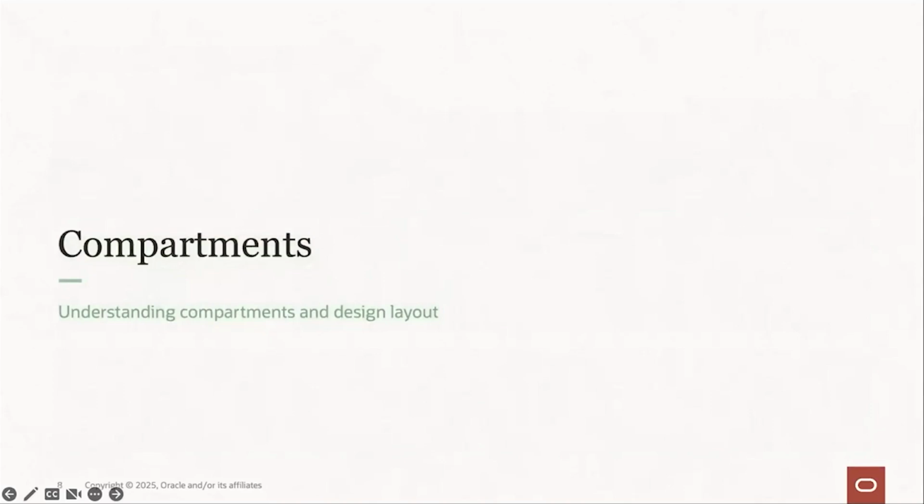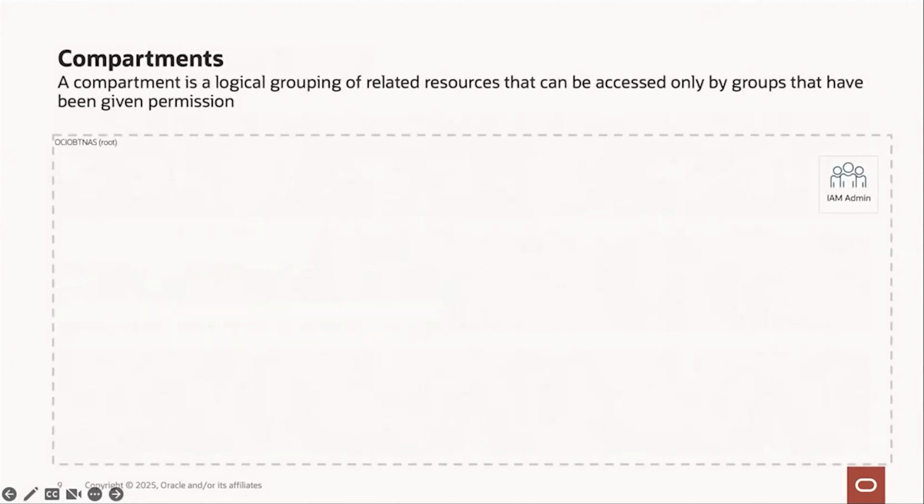The first tool that we'll go into is compartments, specifically understanding what they represent and how the design layout of your compartments is very important. As a refresher, compartments are logical groupings of related resources that can be accessed only by groups that have been given permission through policies. I really want to emphasize your compartment structure and how it's designed, since you are giving access to resources based on the compartment design that you have set up.